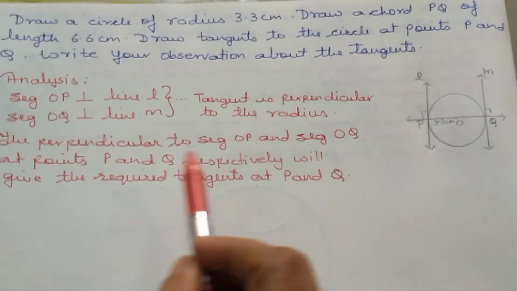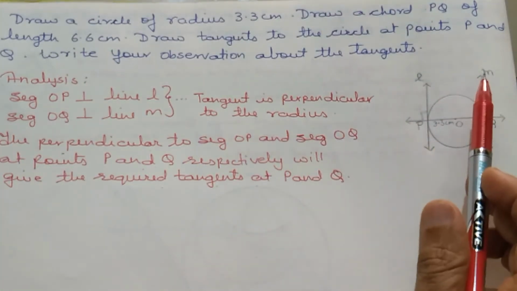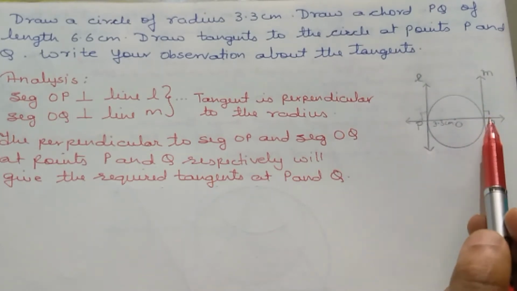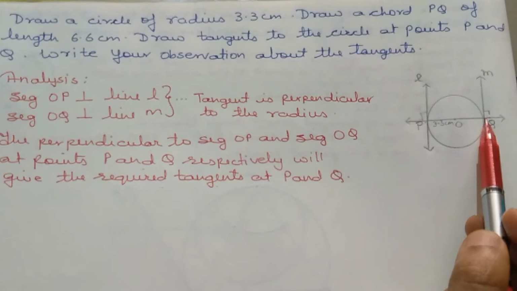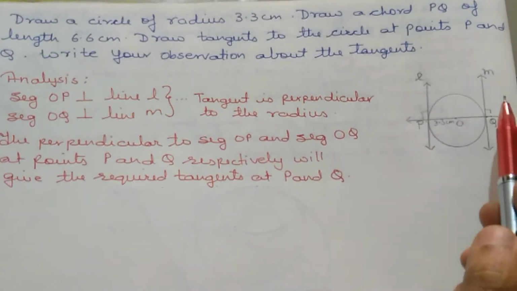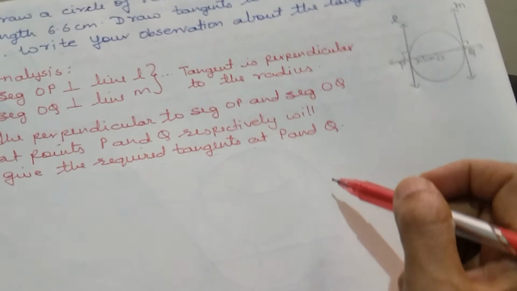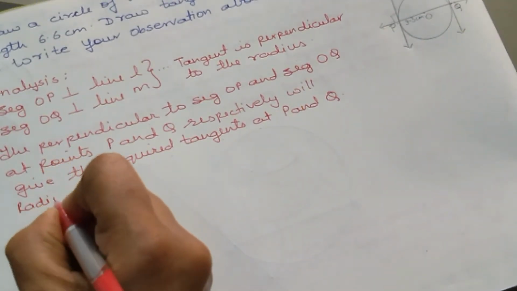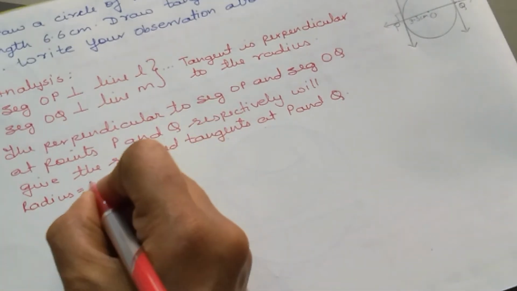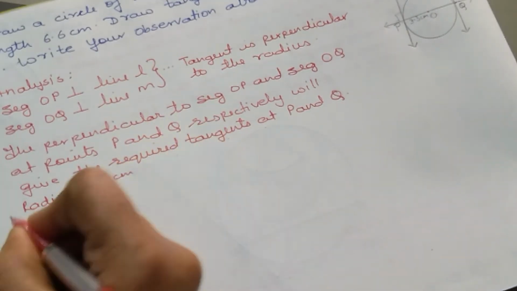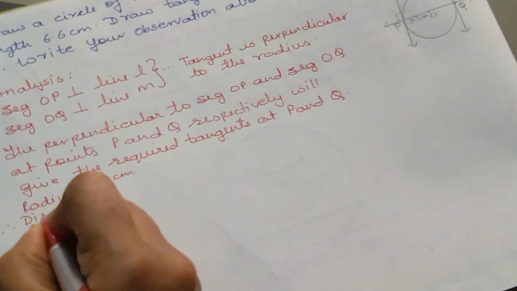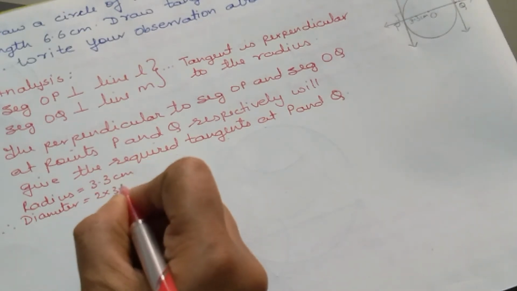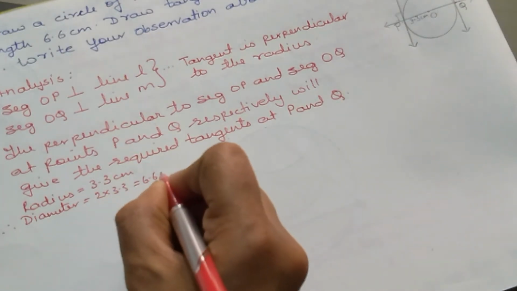So perpendicular to segment OP and segment OQ at points P and Q. So segment OP and segment OQ at the points P and Q respectively will give the required tangents at point P and Q. Now here radius is equal to, they had given radius is equal to how much? 3.3 centimeter. Therefore diameter will be how much? Diameter will be equal to 2 into 3.3, that's equal to 6.6 centimeter.